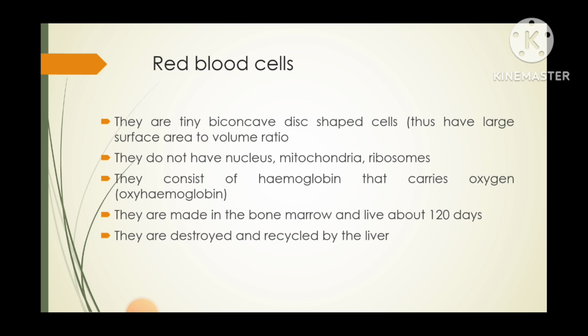To divert a little bit, there is another compound that hemoglobin has a high affinity for, and that is carbon monoxide. So hemoglobin can also bind with carbon monoxide. That is why it is very poisonous. But just know that the main function of hemoglobin is that it carries oxygen. And red blood cells are made in the bone marrow and live about 120 days.